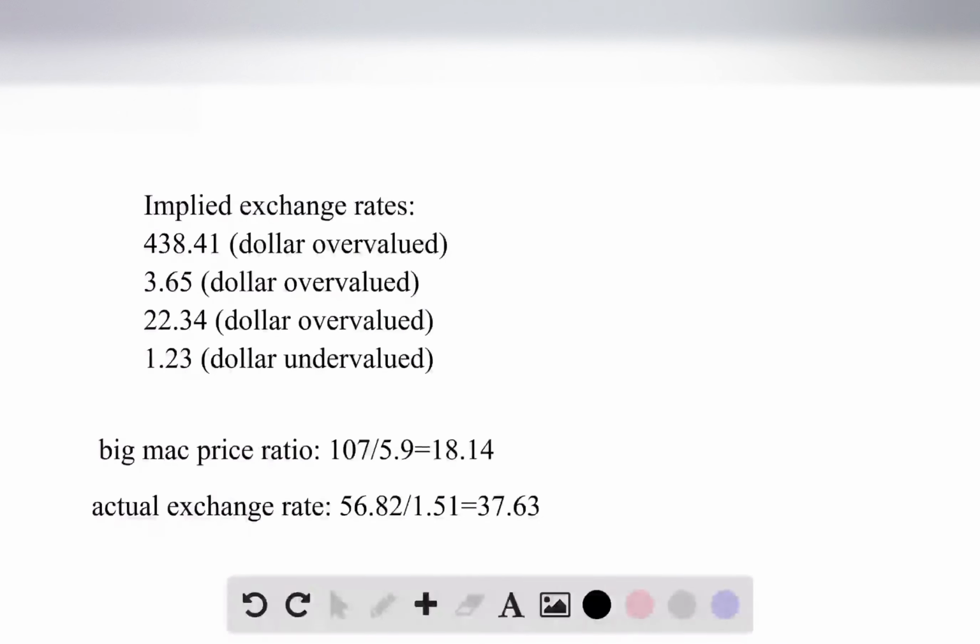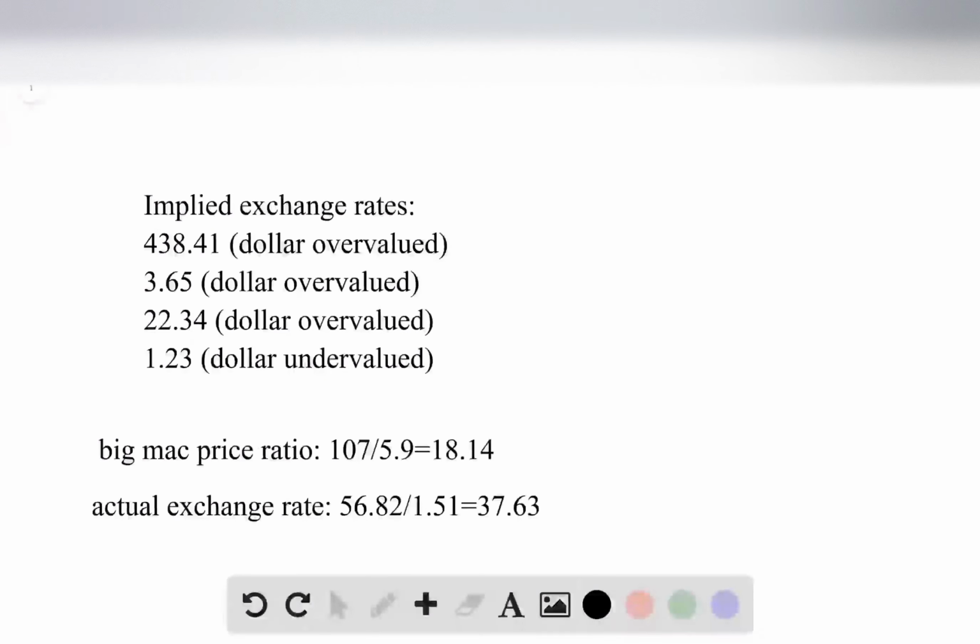So first, let's calculate all of the implied exchange rates. And we're going to do that by simply taking the Big Mac price in the foreign currency and dividing it by the price in United States dollars. So we're taking each of the Big Mac prices and we're dividing it by 4.79, which is the price in United States dollars. And when we do that, we get these four numbers here.